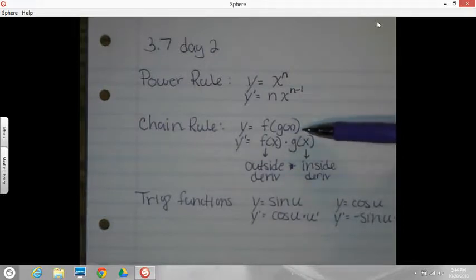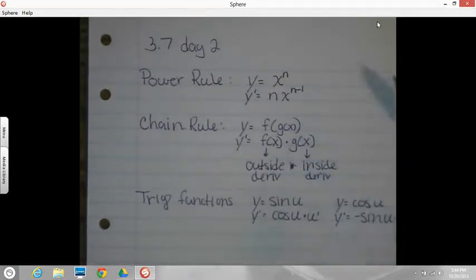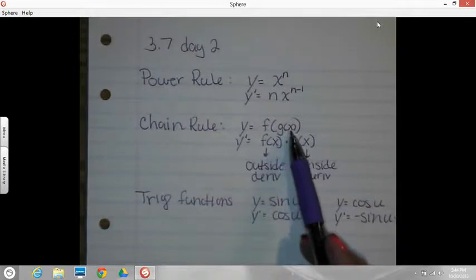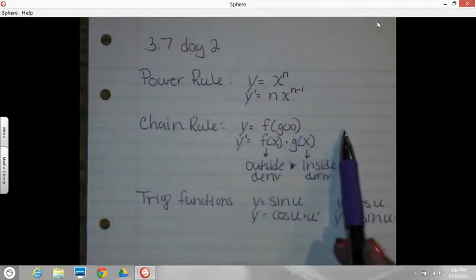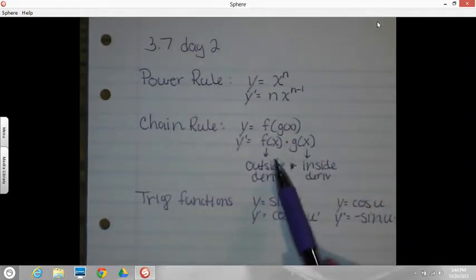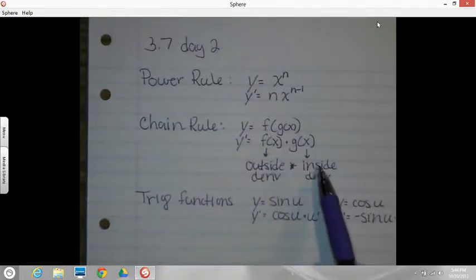The chain rule that we worked on yesterday, where you've got a function within a function, and the thing to remember is we start from the outside and work our way in. So it's the derivative of the outside times the derivative of the inside. The order here makes a big difference.